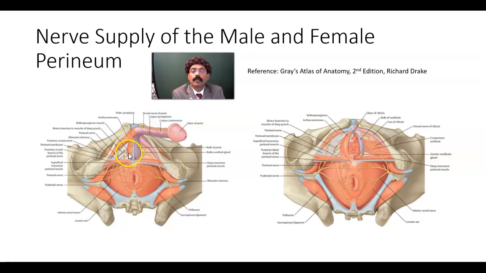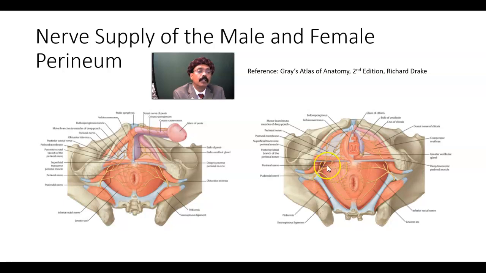One is the dorsal nerve of the penis, another is the perineal. The first branch is the inferior rectal nerve. Here in the male, if we go to the female, again, this is the pudendal nerve, then these are the perineal nerves.